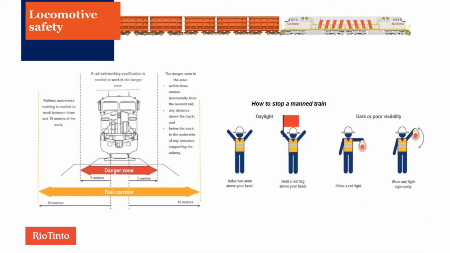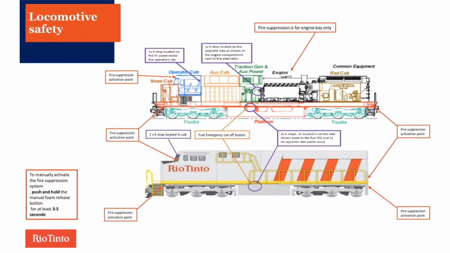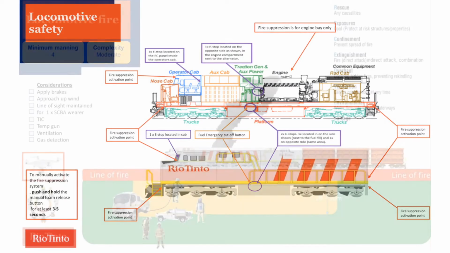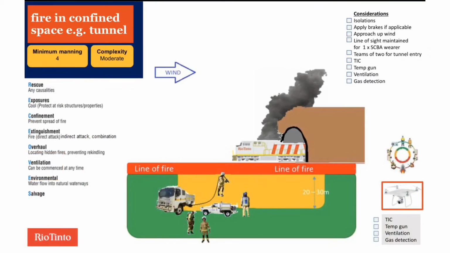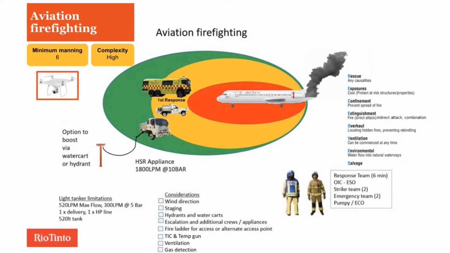Locomotive safety includes safe work clearances and how to stop a manned train. E-stop positions and fire suppression activation point locations. The systematic approach for firefighting locomotive. Systematic approach for a fire in a confined space. Systematic approach for aviation firefighting for those sites with active aerodromes.